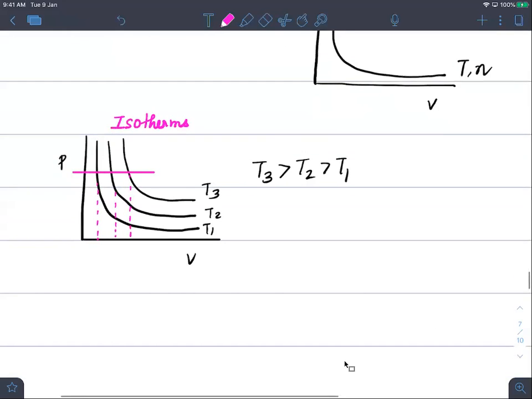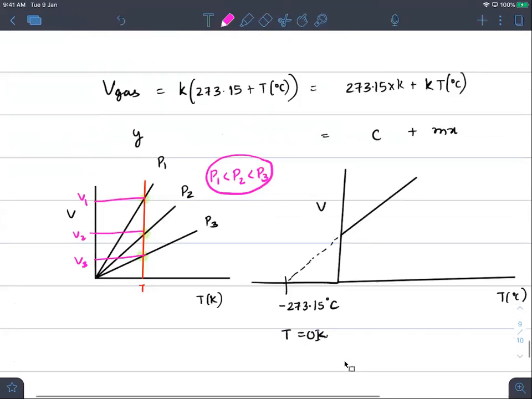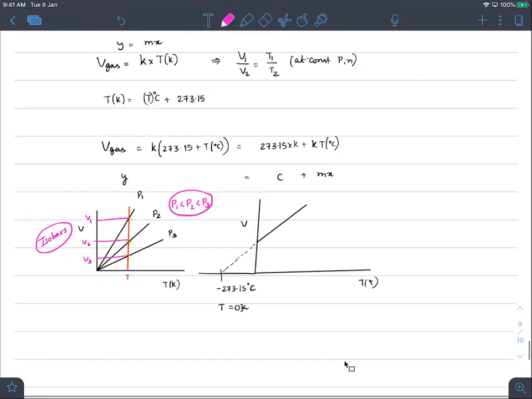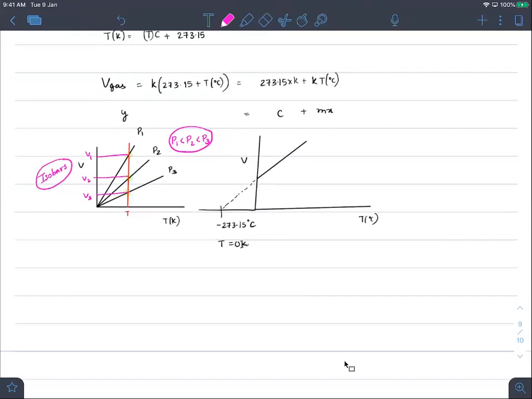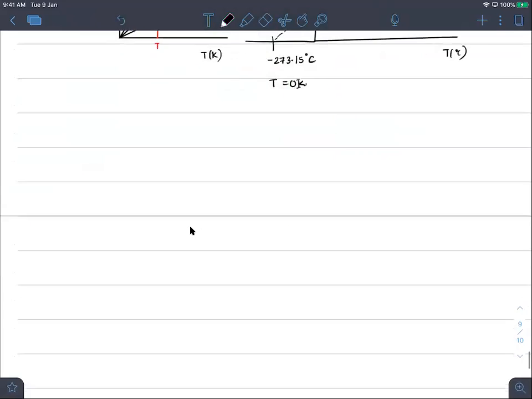Graphs which are plotted at constant pressure are all called isobars. Any graph that is plotted at constant pressure is called an isobar. Constant temperature is called an isotherm. Just like how you have plotted earlier, here also you should be able to plot, but I want you to do this later. Try this on your own.